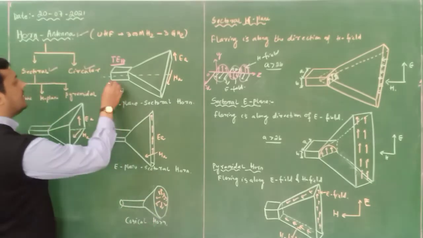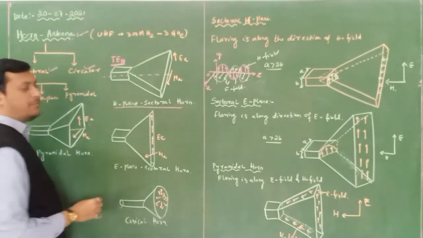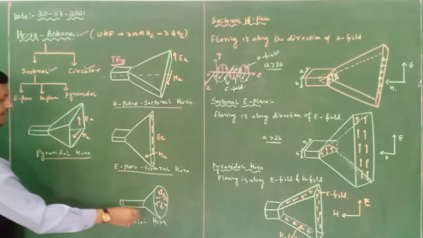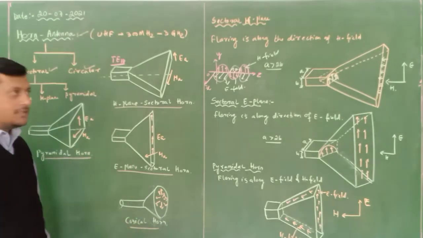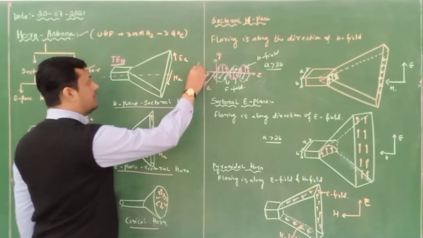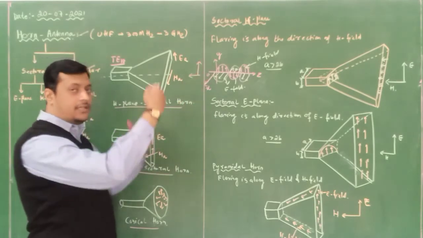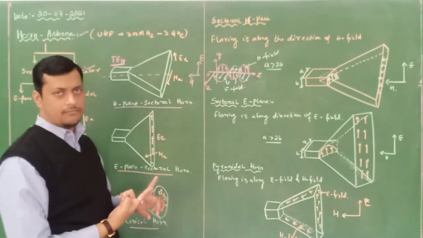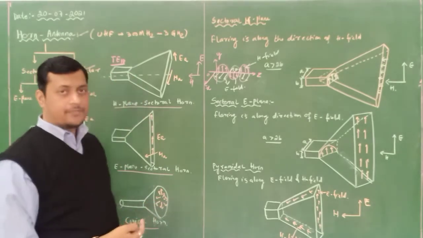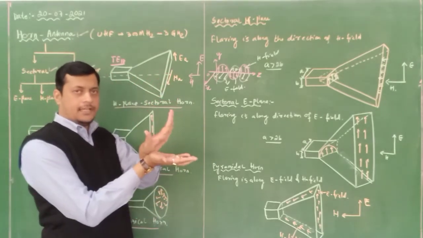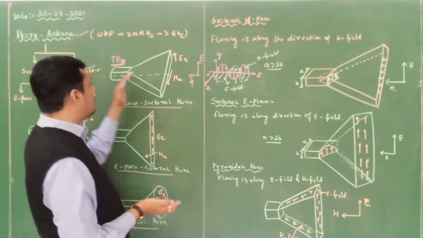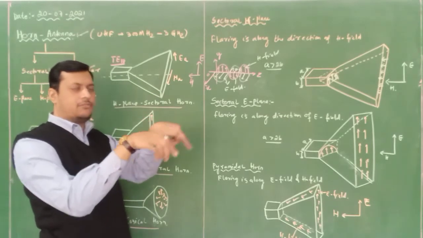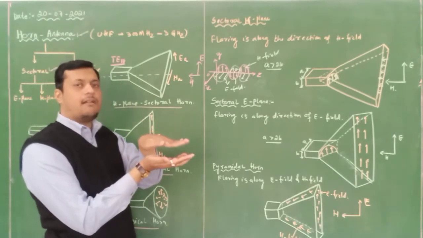Now here you can see, this is called our H plane sectoral, this is called our E plane sectoral, this is called our pyramidal, and this is called our horn. What is this? When the electromagnetic wave is delivered into a particular free space, your electric field and magnetic field are perpendicular to each other. Now here, if the flaring is moving horizontally like this, if it is flat, if it is moving in a flat condition, that is called a horn antenna.